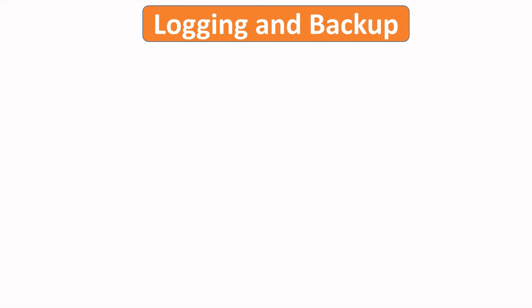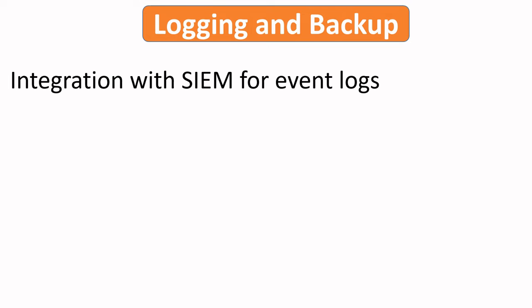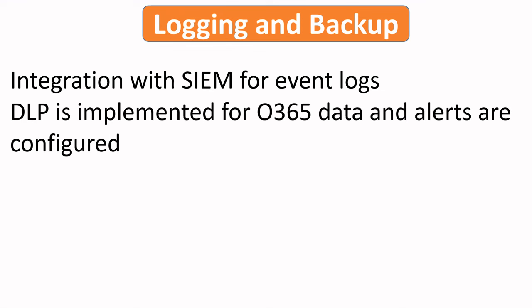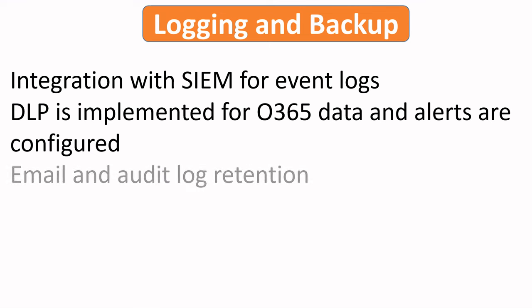Point number four, logging and backup. Make sure the email server is integrated with SIEM for event logs and performance data. Ensure DLP is implemented for O365 and alerts are configured appropriately. Make sure email and log retention policy is defined and the logs are retained as per the policy.